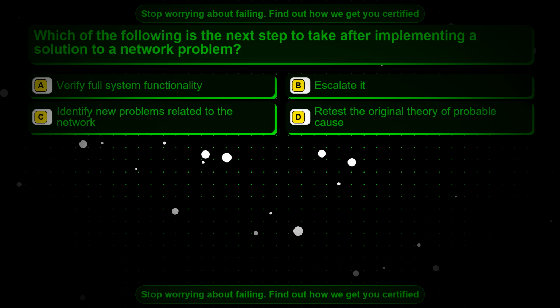Question 12. Which of the following is the next step to take after implementing a solution to a network problem? Option A. Verify full system functionality. Option B. Escalate it. Option C. Identify new problems related to the network. Option D. Retest the original theory of probable cause.